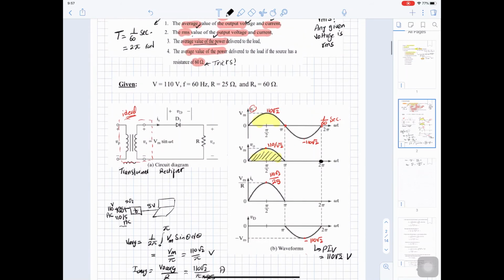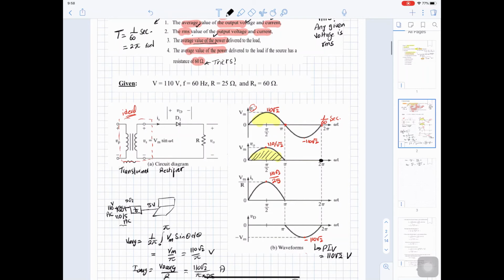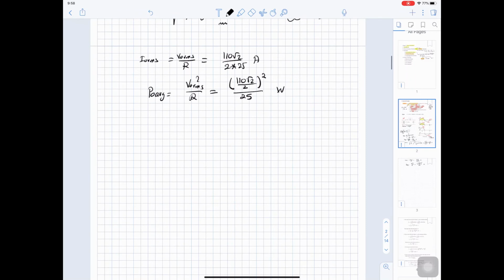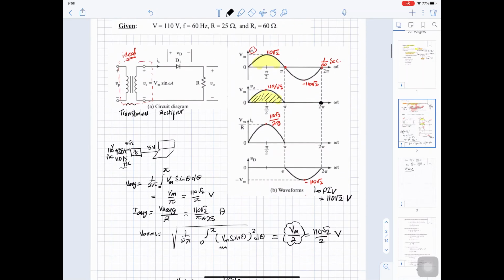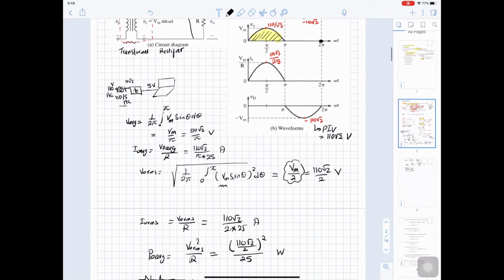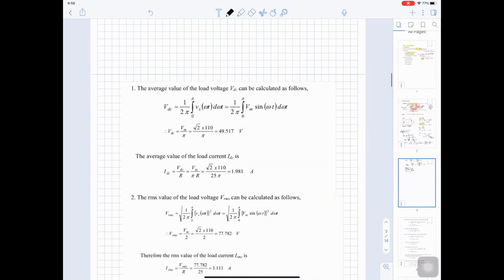And then what will be the average value of the power delivered to the load if the source has a resistance of 60 ohm? So what is the meaning of this? It's like you have a resistance here of the source, then you have a resistance of the load. This is the load, and this is our source, which means the voltage across the load is not the voltage output. This is V out. So here your V out will be between our load and our source.